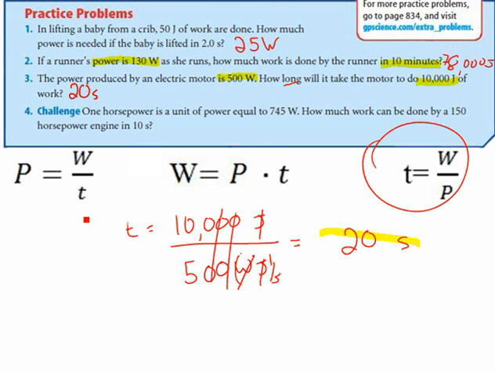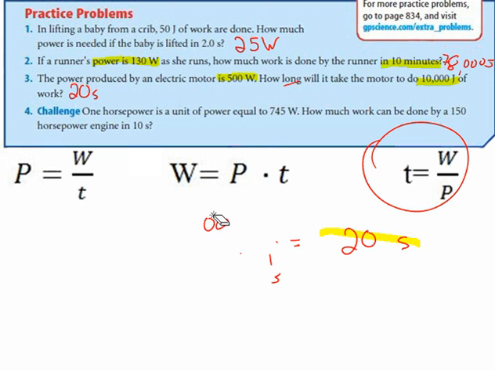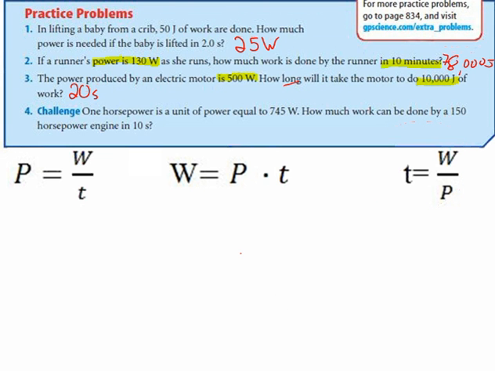And for the last problem, it states that 1 horsepower is a unit of power equal to 745 watts. How much work can be done by a 150 horsepower engine in 10 seconds? This one's a little tricky because we do have to do another conversion.